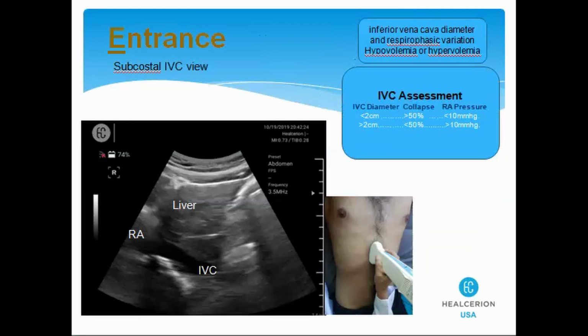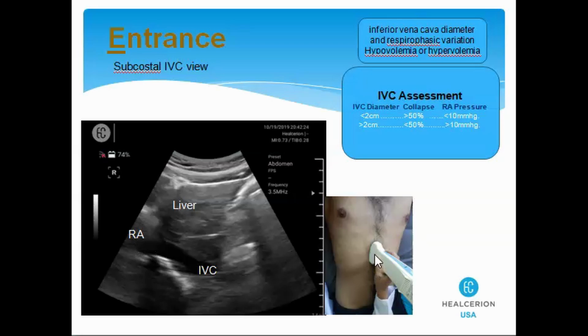Evaluation of IVC is a very common practice in the ICU to assess the patient volume status. Now, in order to look for the IVC, place the transducer in the midline in the upper abdomen just below the xiphoid in the longitudinal plane. Remember that the pointer should be facing towards the patient head, and tilt a little bit towards the patient right, and when you see the liver, just below the liver you will see the IVC which is entering into the right atrium.